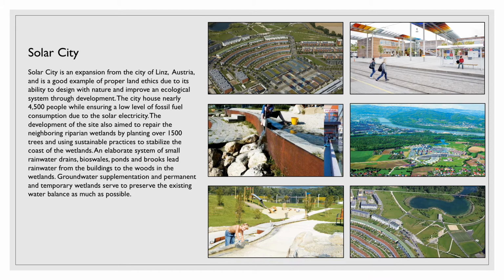An elaborate system of small rainwater drains, bioswales, ponds, and brooks lead rainwater from the buildings to the woods in the wetlands. Groundwater supplementation and permanent and temporary wetlands serve to preserve the existing water balance as much as possible.